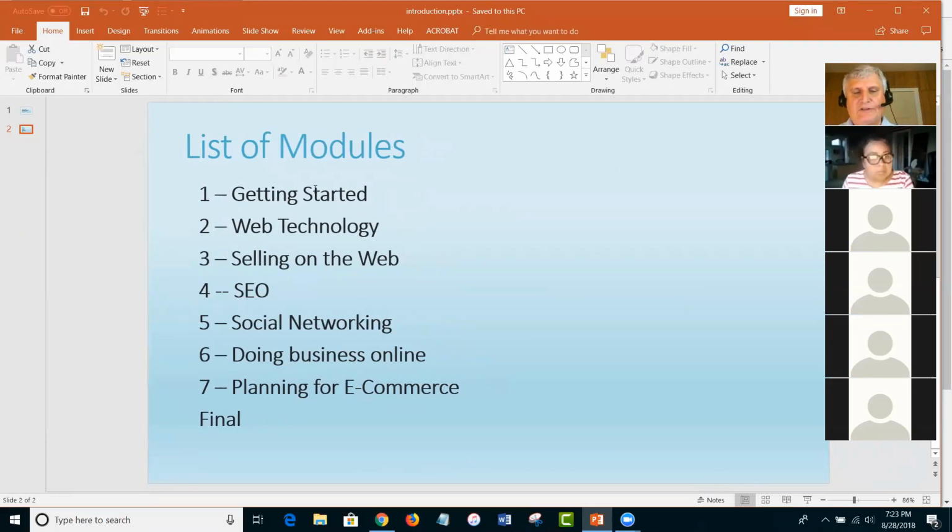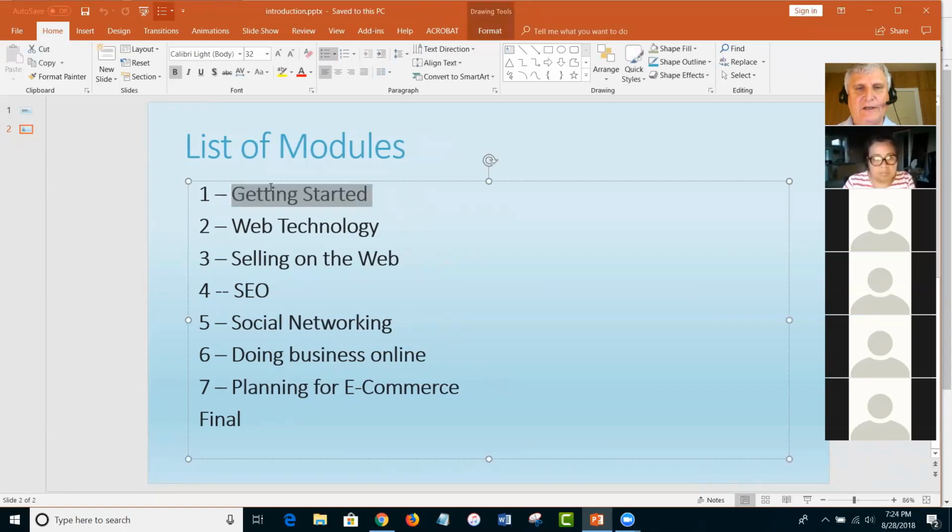So the first 2 weeks we're going to spend on getting started with e-commerce. And so I had you introduce yourselves and then read an article about what e-commerce is and asked you to give some of your thoughts about that and share some of your experiences with e-commerce. So that was the very first lesson that was due last Sunday.